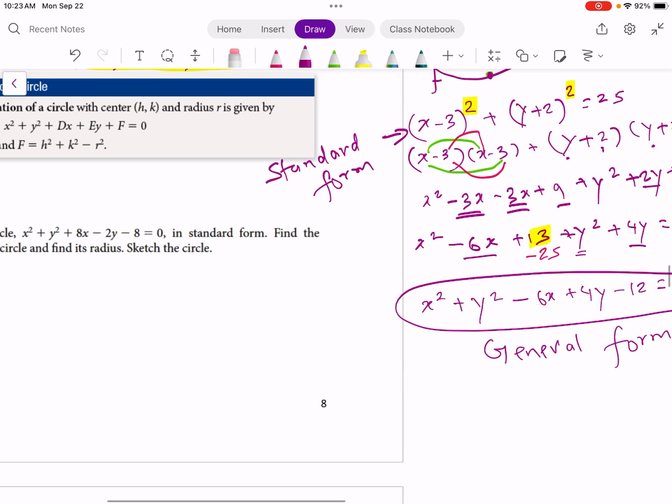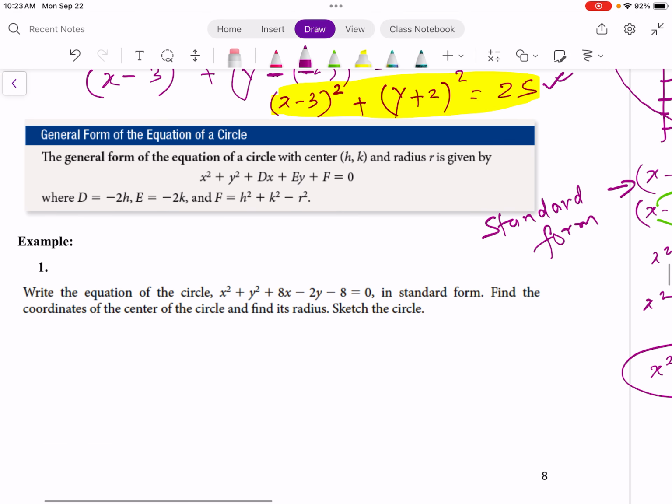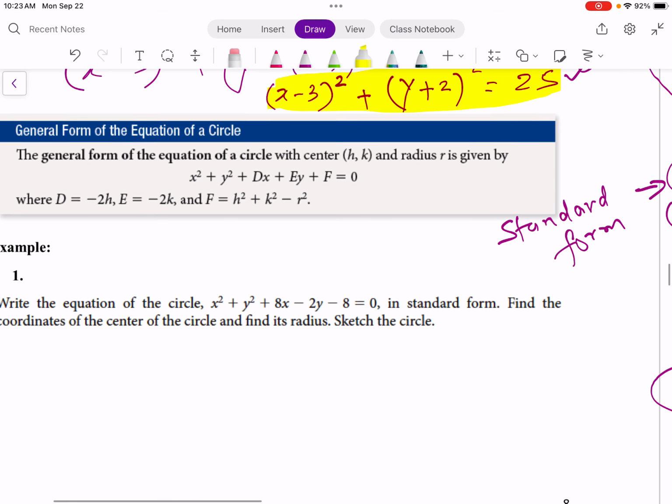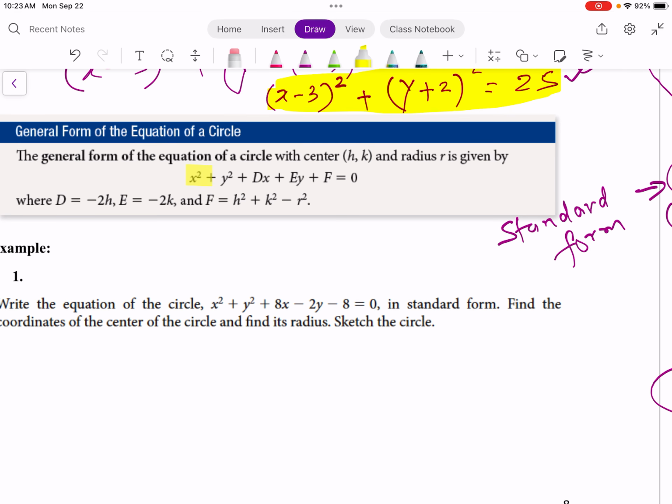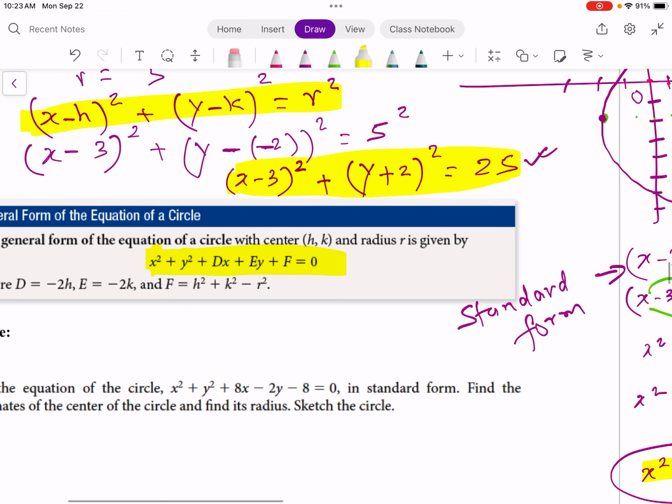Now, that's what we have in our next topic. So we have the general form of the equation of a circle. Here the general form is x squared plus y squared plus dx plus ey plus f equals 0, where d, e, f are some real numbers. So if you have your equation like this, this is our general form.